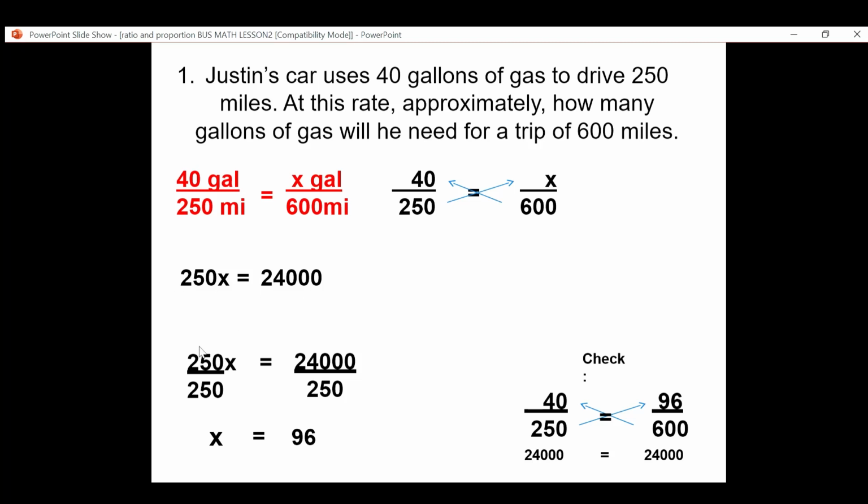Dividing both sides by 250, so 24,000 over 250 is 96. So the answer is 96 gallons of gas he will need for a trip of 600 miles. So to check if the answer is correct, we just have to cross multiply. Okay, so 40 times 600, that's 24,000, and 96 times 250, that is also 24,000. So the answer is correct.